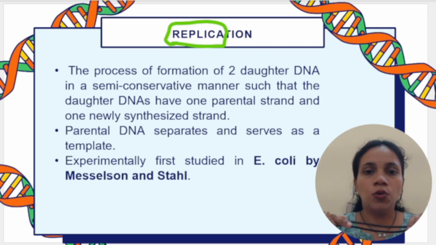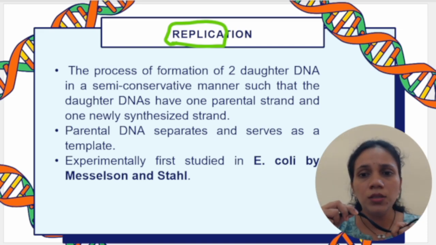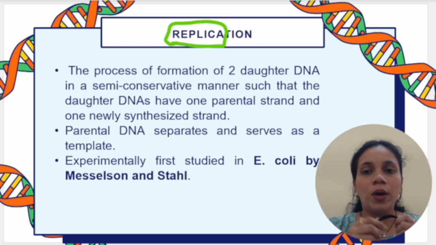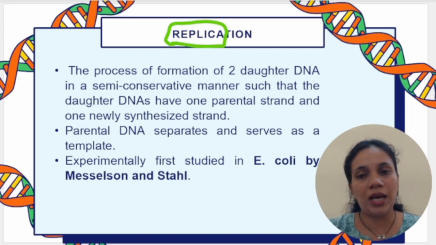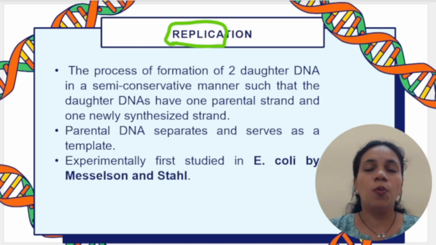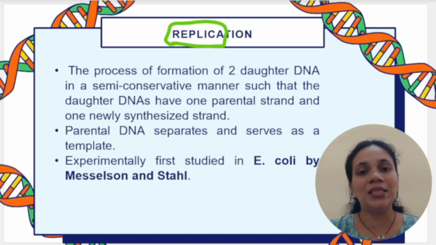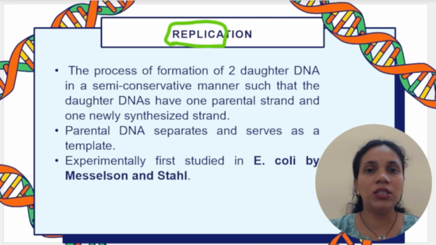This model was proposed by Watson and Crick when they postulated the double helix model of DNA. But the experimental proof for the semi-conservative nature was given by Meselson and Stahl, and they used E. coli as the model organism.